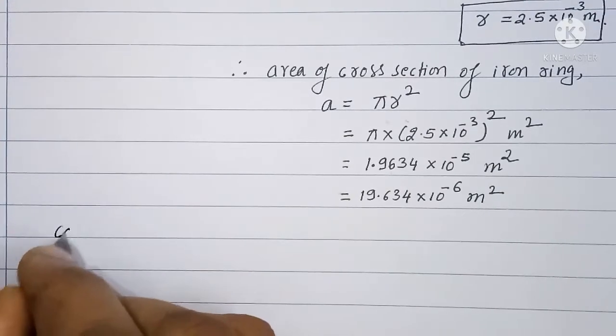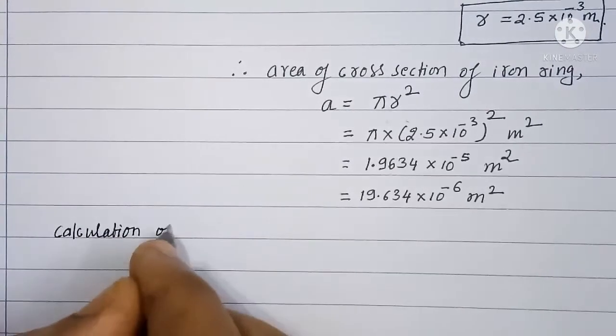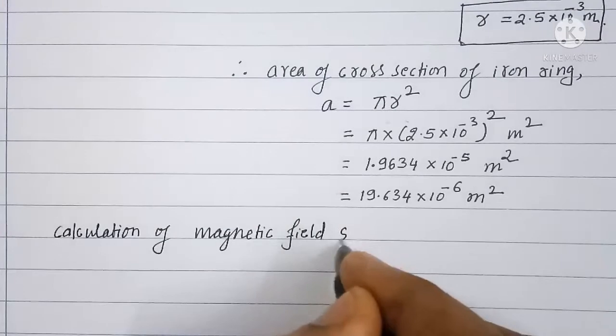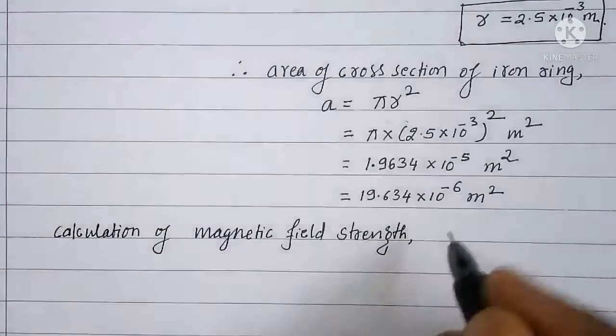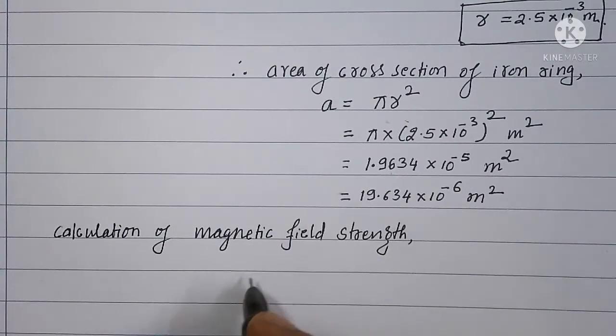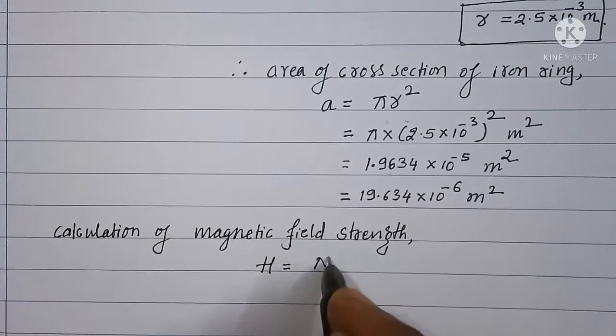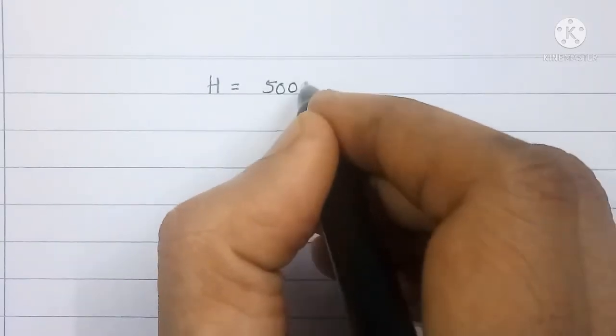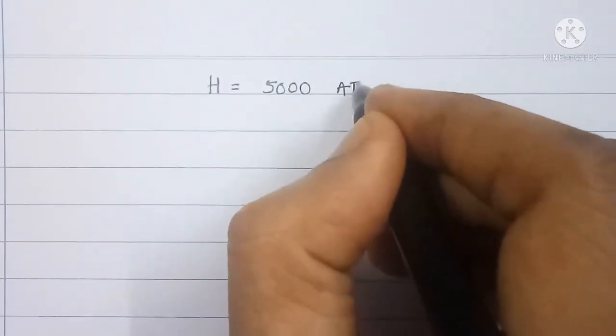Now we'll calculate the magnetic field strength. So right here, calculation of magnetic field strength. H equal to N into I by L by definition. That is equal to 500 into 2 divided by 0.2. On simplification we get H equal to 5000 ampere turn per meter.